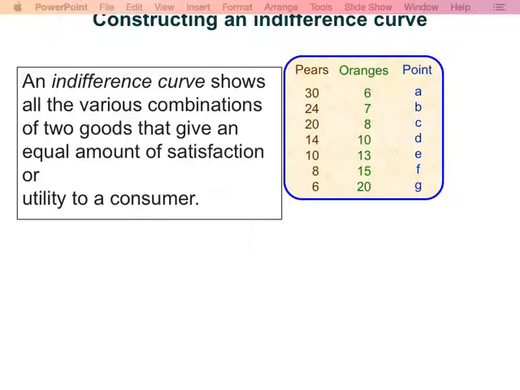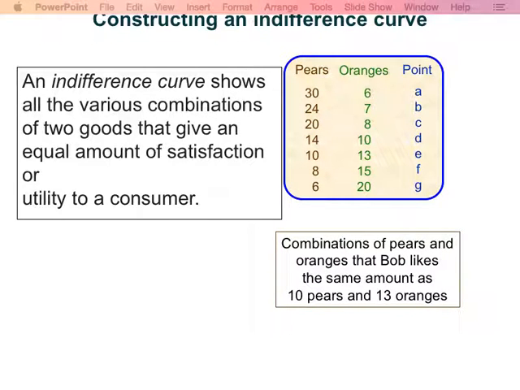For that, however, we have to derive an indifference curve. An indifference curve shows all the combinations of two goods for which we are indifferent, or by consuming these combinations we are indifferent at any point. So in other words, 30 pears and 6 oranges gives me the same utility or satisfaction as consuming 6 pears and 20 oranges. So these combinations of pears and oranges, which we label as points, give us the same level of satisfaction.